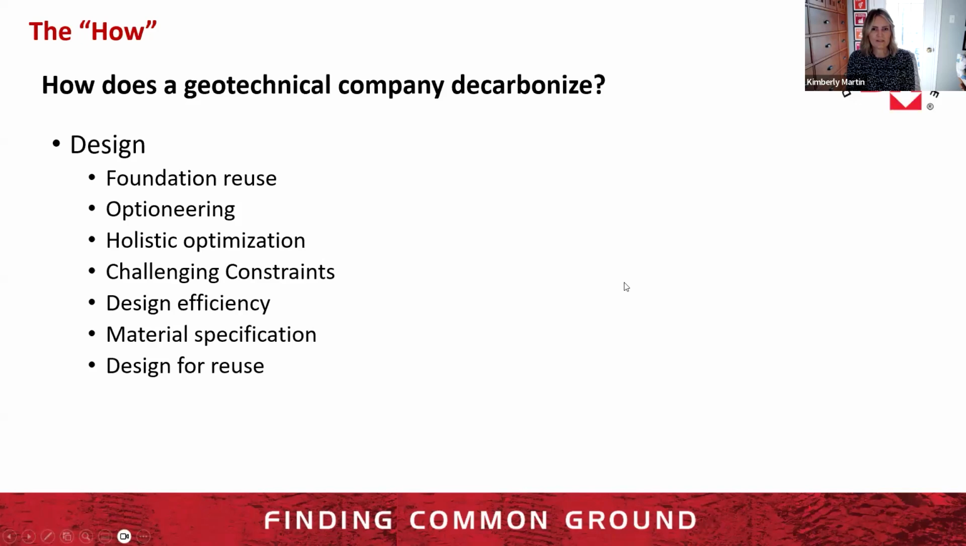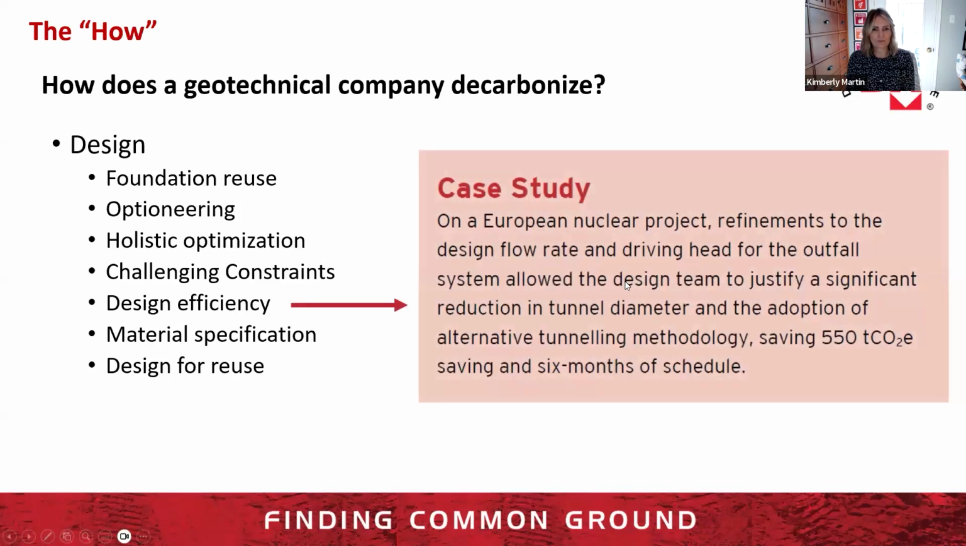They can look at design efficiency, writing less prescriptive material specifications, and designing the foundations we build now for reuse later. As an example, on a nuclear project, the designers looked at what was really needed for the outfall system, which allowed them to reduce the tunnel diameter and change tunneling methodology, saving over 500 tons of carbon emissions and 6 months of schedule. So it's not just carbon, time and money can be saved as well.